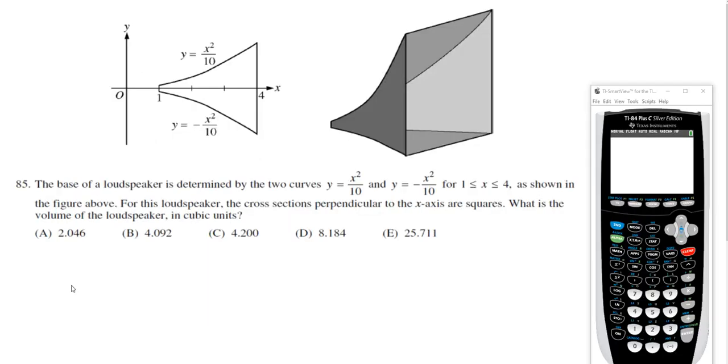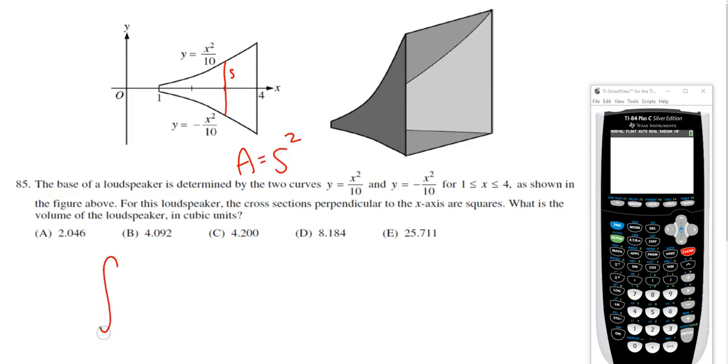Question 85. The base of a loudspeaker is determined by two curves, y equals x squared over 10 and y equals negative x squared over 10, for x between 1 and 4 as shown in the figure above. For this loudspeaker, the cross-sections perpendicular to the x-axis are squares. What is the volume of the loudspeaker in cubic units? Okay, so if I draw one representative side here, remember area of a square is side squared.